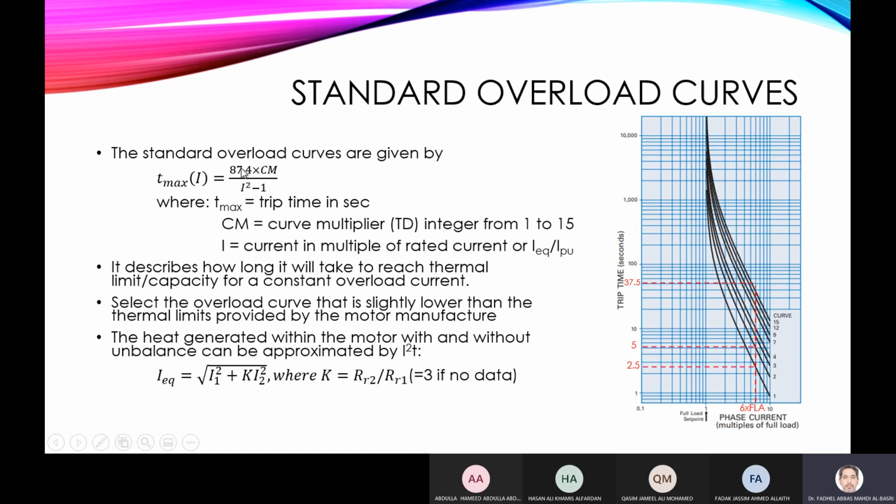As you can see, the characteristic is like the time inverse characteristic we covered in overcurrent. This is like the time multiplier. We call it the curve multiplier, times 87.4 over I squared minus 1. So when you take curve 2, you double the time delay. You take 1, you take 2, so instead of 2.5 it goes to 5. If you take 15, it will take 15 times 2.5.